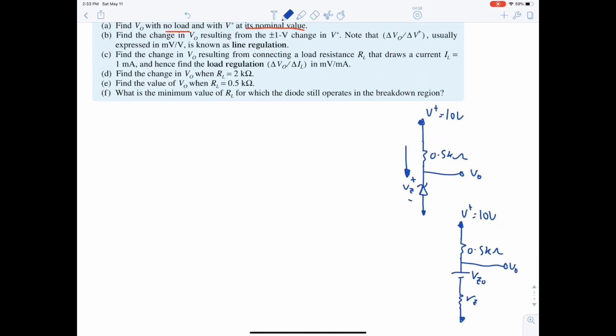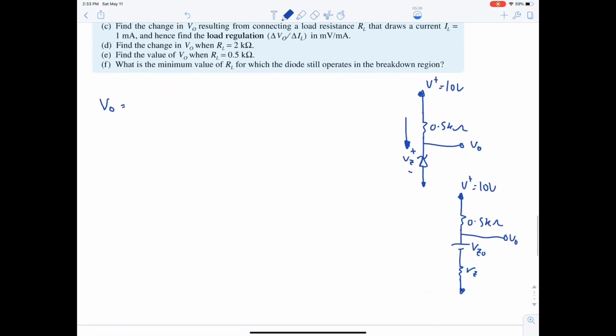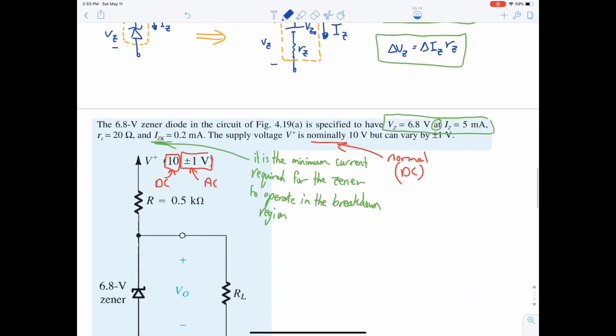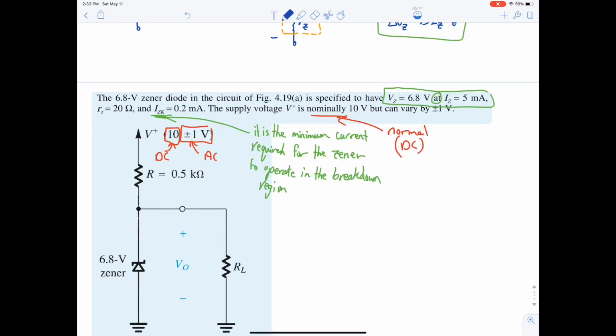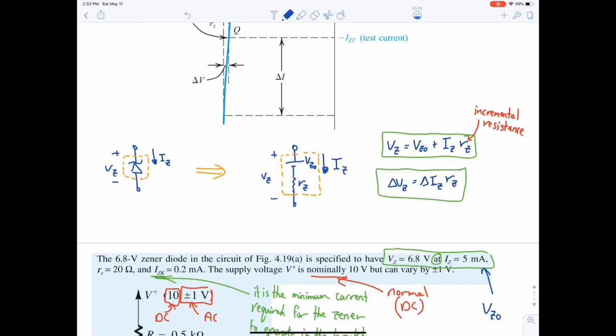In order to find V0, we need this equation. V0 is equal to what? V0 is equivalent to VZ. Okay? But we cannot say that it's 6.8 because this is a sample. From the sample, we have to compute the VZ0. After we compute VZ0, we can find the VZ, which is equal to V0.